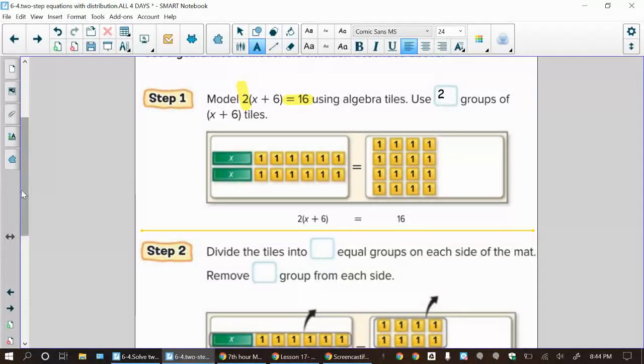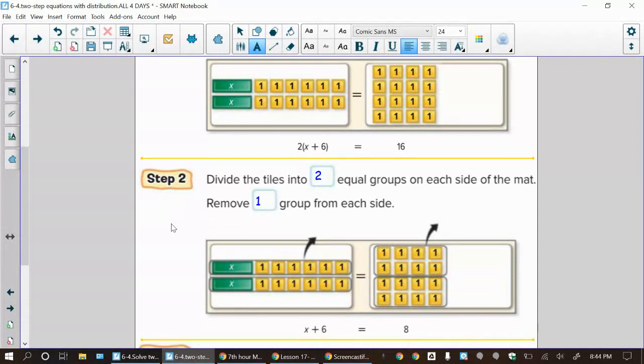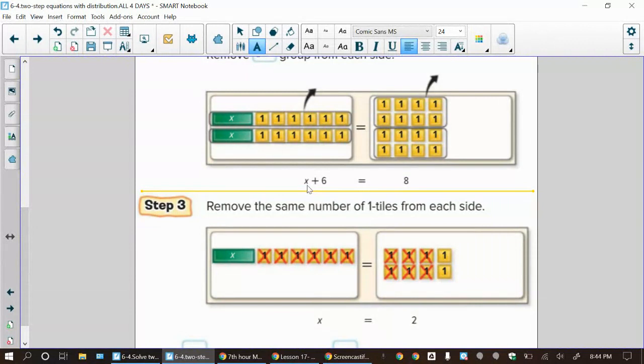We need to divide the tiles into 2 equal groups. And then we're going to remove them. So we have the top group, the bottom group. Split 16 in half. And we're actually going to ignore the top section now. So we want to keep 1 group and remove 1. That leaves us with just our x plus 6 equals 8.